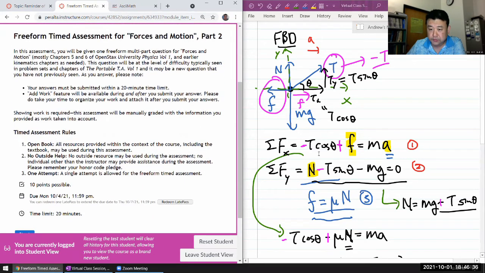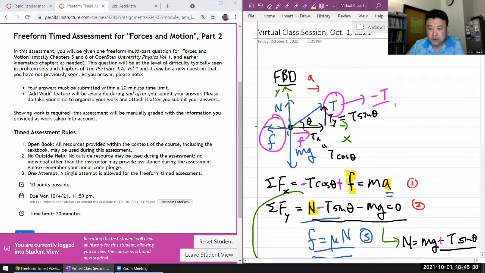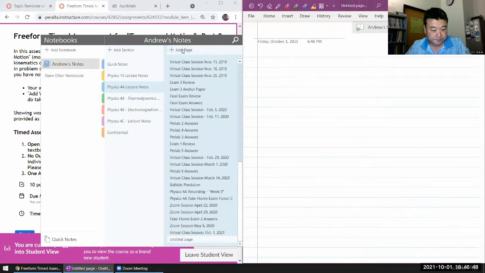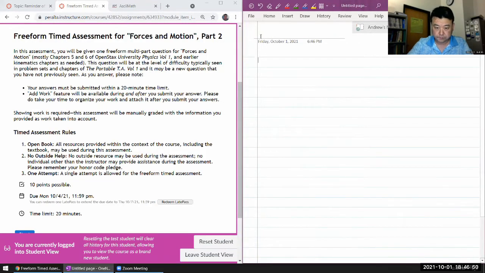Let's see, do I want to? I think if I'm gonna do that whole printout thing, I do want to have a new page so that I can just easily print. Session. Part two.